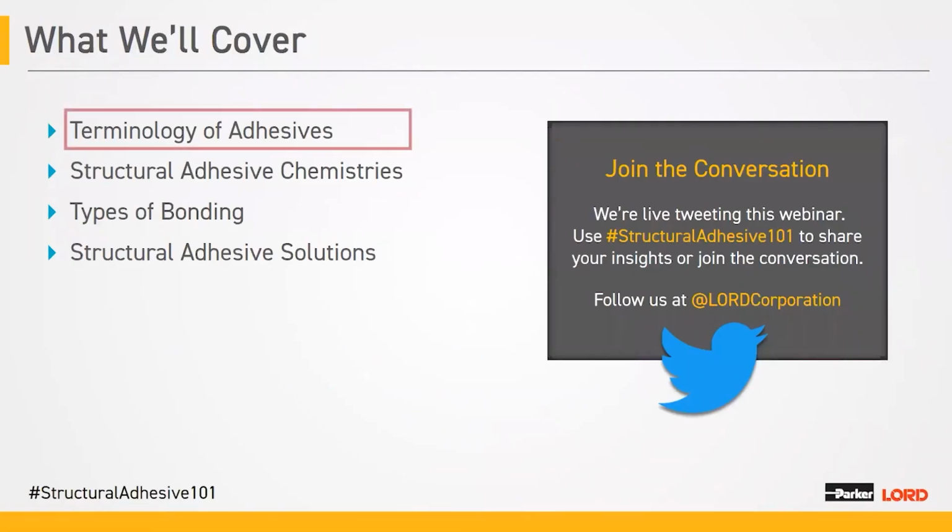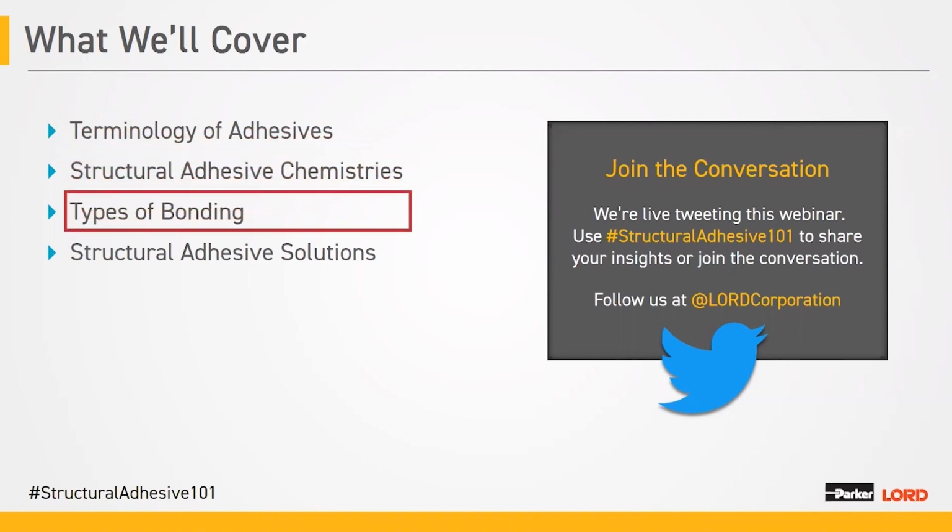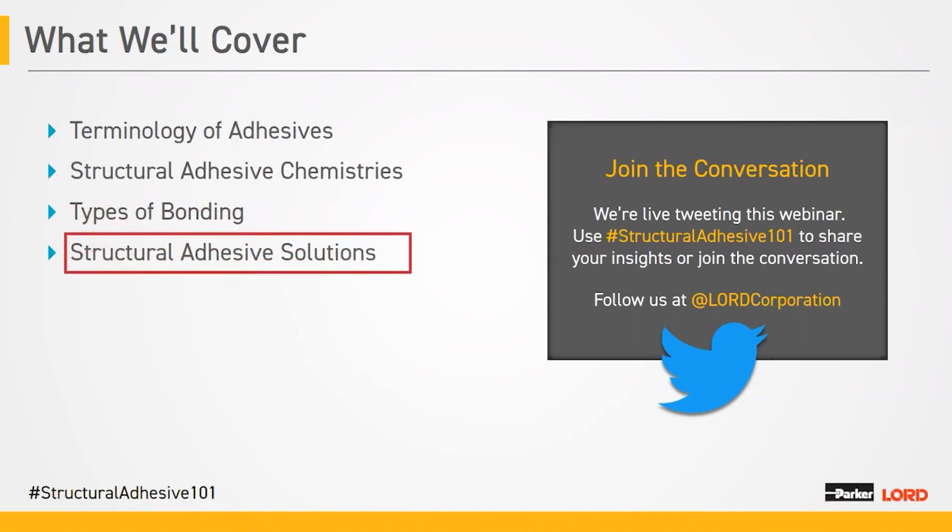A little bit about what we're going to cover today. We're basically going to start out by going over some of the terminology associated with adhesives and technical data sheets, give you a little bit of a background of what you're reading. We're going to talk a little bit about the structural adhesive chemistries that Parker Lord has to offer. We'll also cover types of bonding and some structural adhesive solutions.